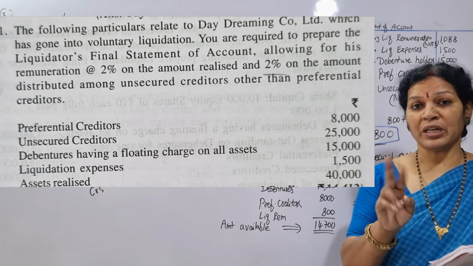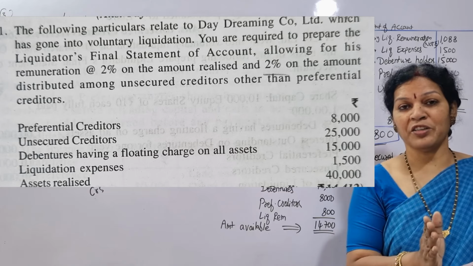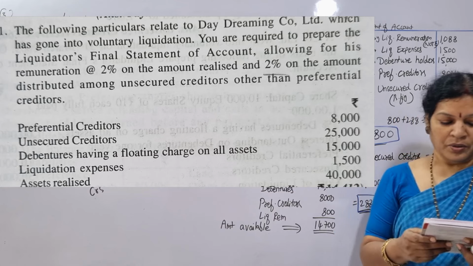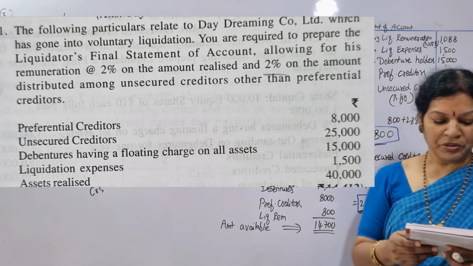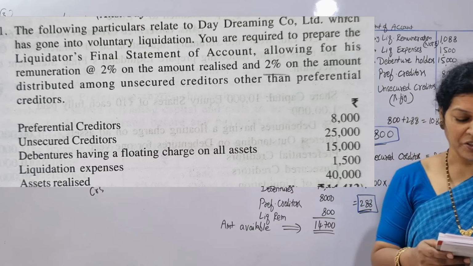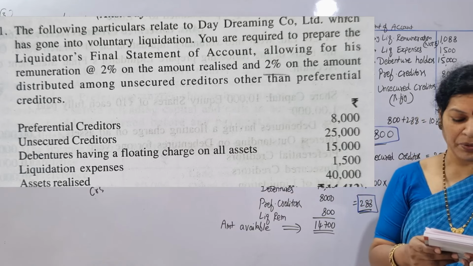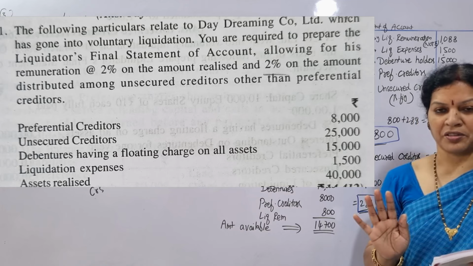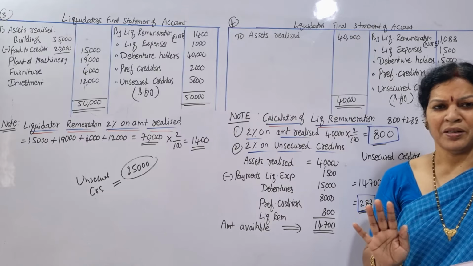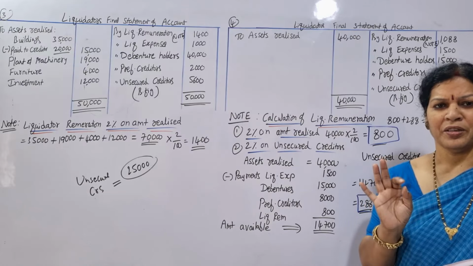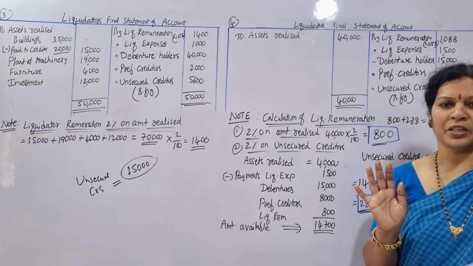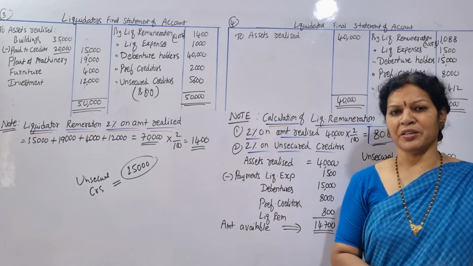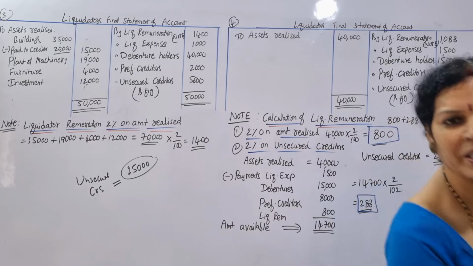Means two commissions are there. One is 2% on amount realized, another one is 2% on unsecured creditors. Now, what is the information given to us? Preferential creditors, unsecured creditors, debentures having floating charges on all assets, liquidation expenses, assets realized. Problem is simple. Only the calculation of remuneration of the liquidator is important. Rest of the problem is normal. This also we have done already, same thing we are doing in essay problems.